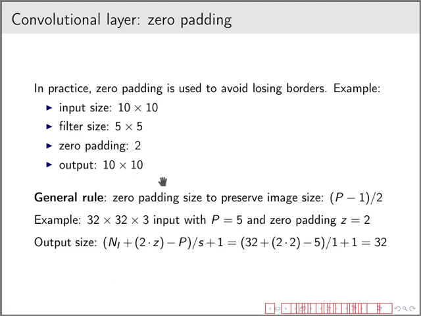As a general rule, the 0 padding size to preserve the image size is (p minus 1) over 2, where p is the size of the filter. If I have a 32 by 32 image with p equal to 5 and 0 padding z equal to 2, then the output size will be 32. So I can just compute that.